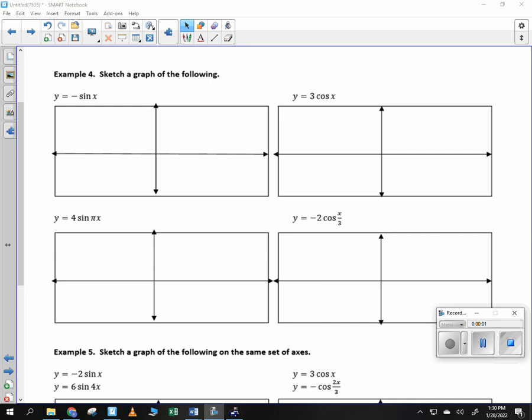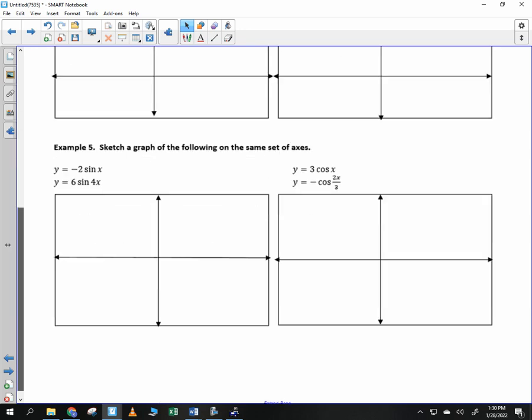Okay, here we go. So we're going to graph 5 problems here. We're not going to do this last one. That's sitting right here. We're going to get rid of that.